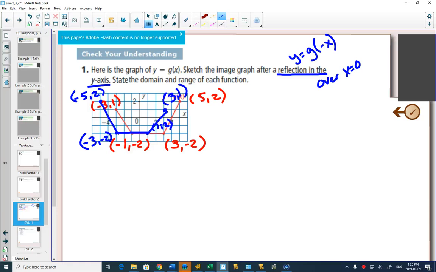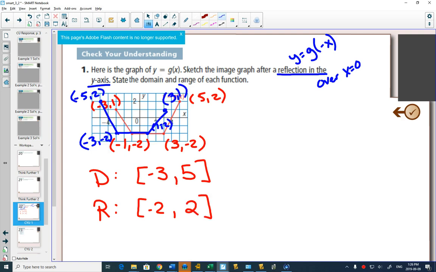Now that we've got it, it says state the domain and range of each function. For this one, I'm only going to do interval notation. So interval notation starts with the lowest value, goes to the biggest value. For the red graph, the smallest x value is -3. The biggest x value is +5. Square brackets because they're both included. For your range are your y values. Smallest y value on the red graph, -2. Largest y value, +2.